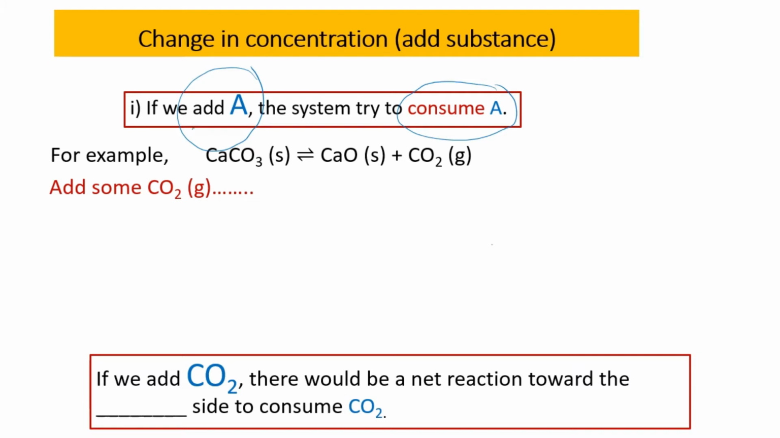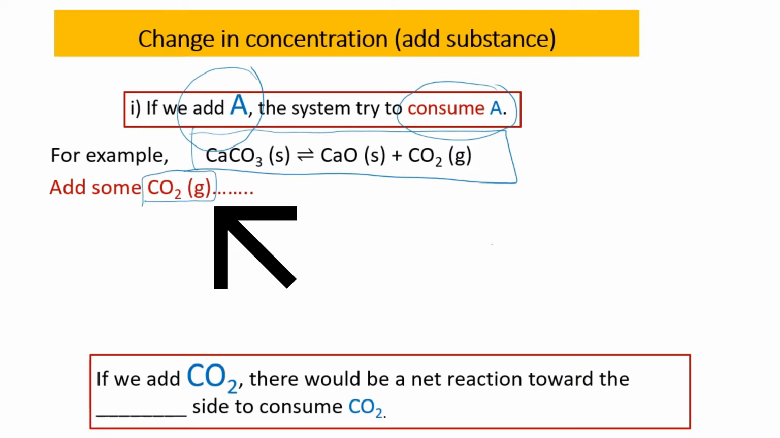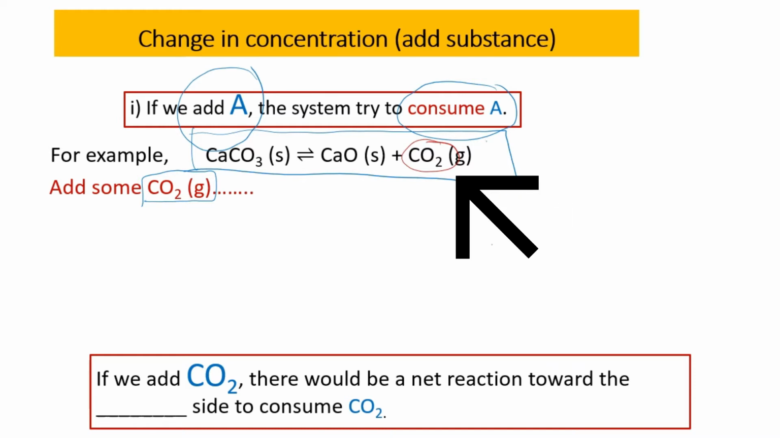So let's say we have an equilibrium system, meaning that everything is at equilibrium now. We try to add some carbon dioxide gas. Where is carbon dioxide? Here, this is carbon dioxide. So we add some carbon dioxide, so carbon dioxide will increase. We have more carbon dioxide, so the system is no longer balanced.